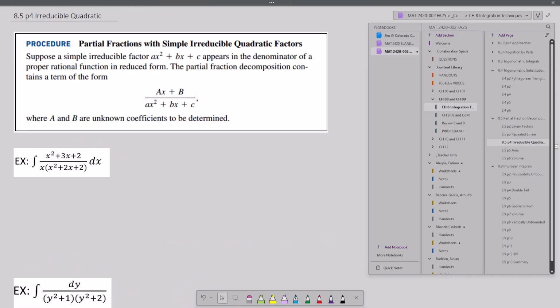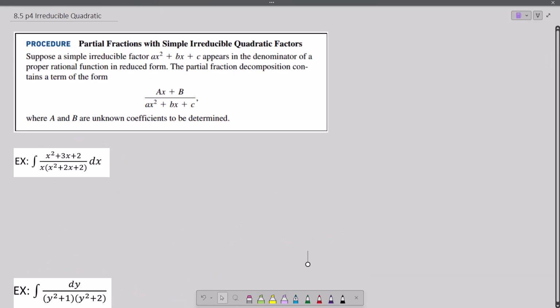All right, finally to the irreducible quadratic. So an irreducible quadratic is a quadratic that can't be factored without using imaginary numbers. The classic ones that are obvious are things like x squared plus 1, x squared plus 2, if you have a sum of squares. That's the obvious one that's irreducible.